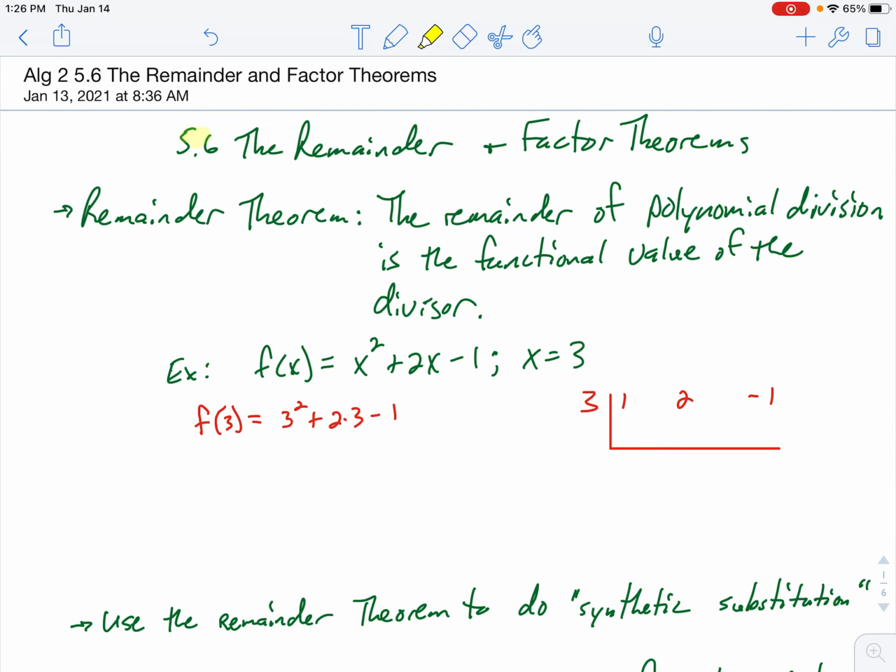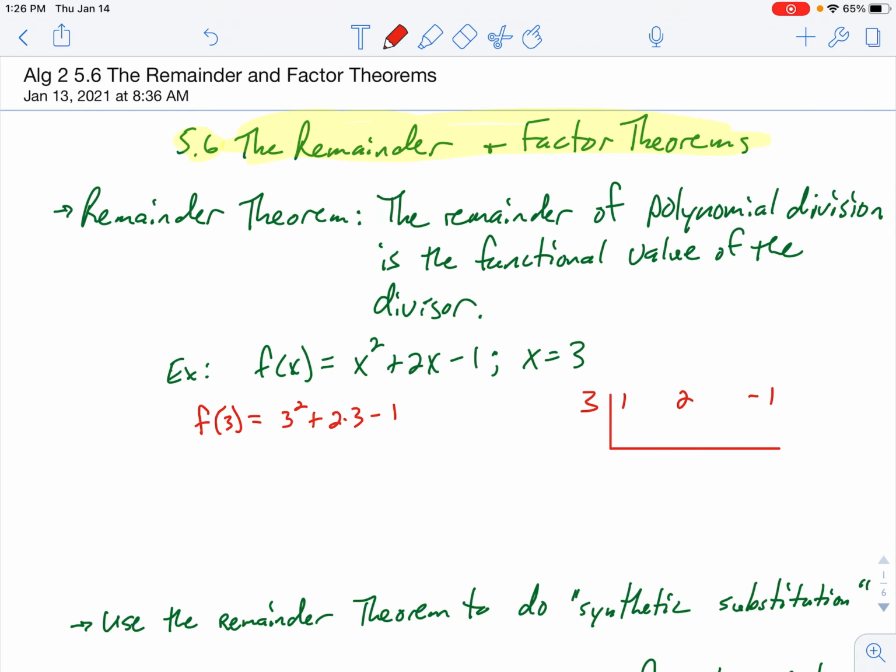This will be 5.6, Unit 5, Section 6, and it's titled The Remainder and Factor Theorems. So theorems are sort of like rules in mathematics. You probably did a lot of postulates and theorems in geometry. Probably bringing back a good memory, but yeah, this is what it's called.